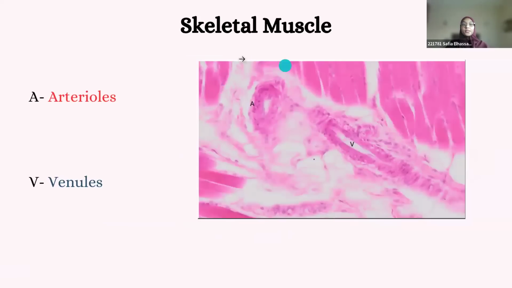All right, so we're still in the skeletal muscle, but let's take a look at the arterioles and the venules. So you can see these in skeletal muscle. Can anyone tell me how we can differentiate between them? Okay, so repeat your question, please? Can you tell me how we differentiate between the arterioles and the venules?